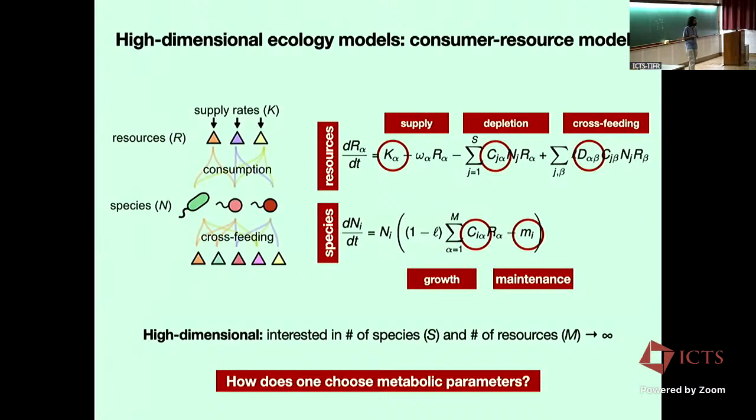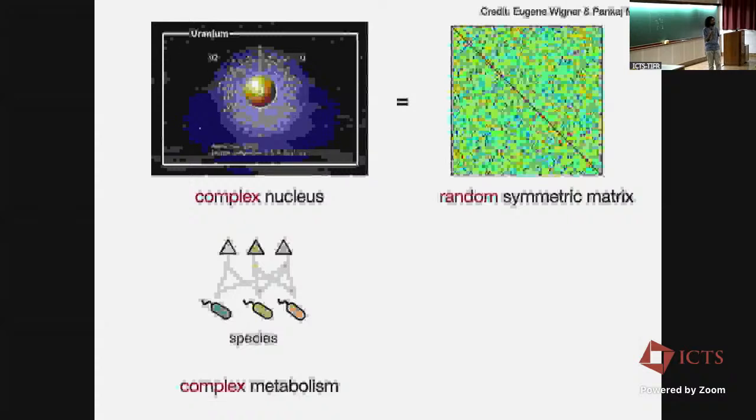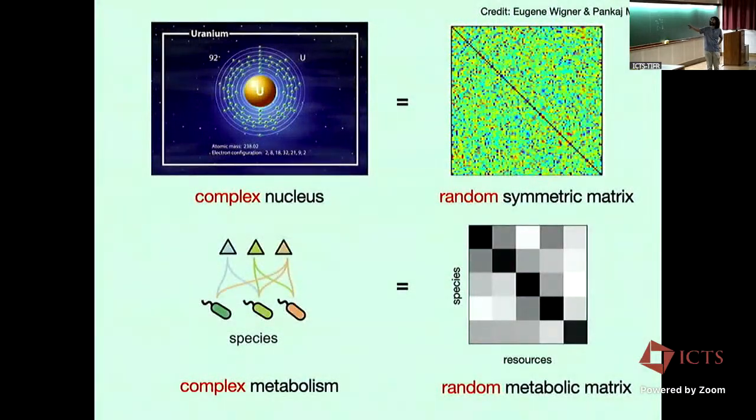And thankfully, I don't have to reintroduce this. Krishna already did this for me earlier this morning. This idea goes back a long way to Eugene Wigner, of taking anything that's complex and replacing it with something effectively random. Right? So Wigner was thinking about the uranium nucleus, replacing all the different components of what's present in the nucleus with essentially a random matrix. And we try to use the same approach, taking metabolism, which is quite complex, and replacing it with essentially a random metabolic matrix, where the rows represent which species are present, and the columns represent which resources they're able to eat. And so every cell of this matrix then tells you with what preference species i consumes resource α, right?